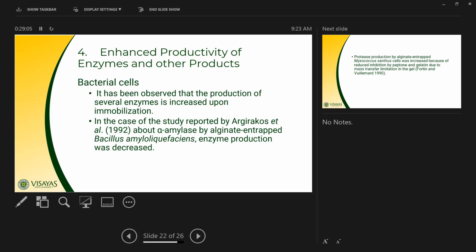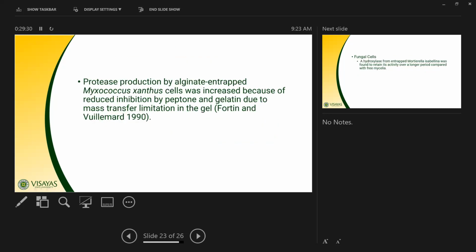So there are also microorganisms or bacteria with higher production of several other enzymes. But for the Bacillus amyloleucophaciens, there is a reduction of alpha amylase production. Okay, protease production by alginate-entrapped Myxococcus xanthus cells was increased because of reduced inhibition by peptone and gelatin due to mass transfer limitation in the gel.